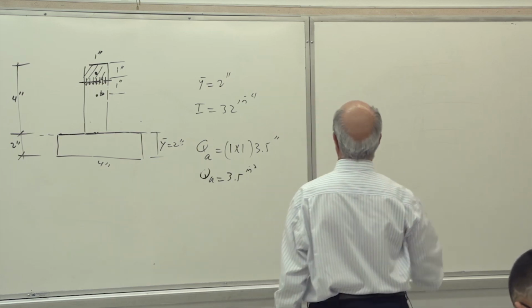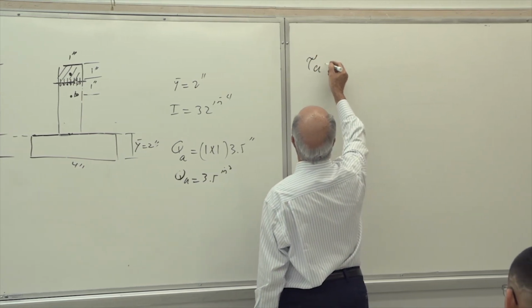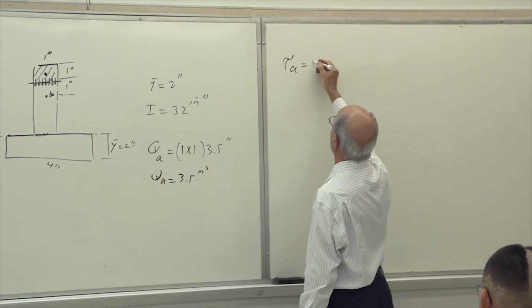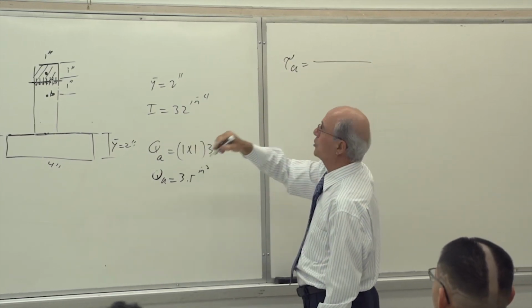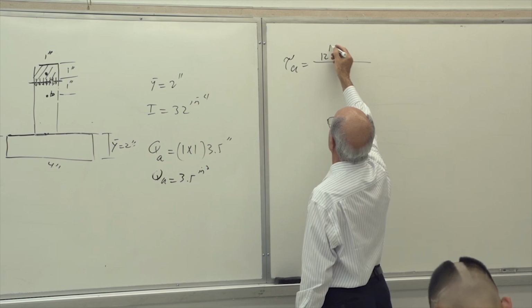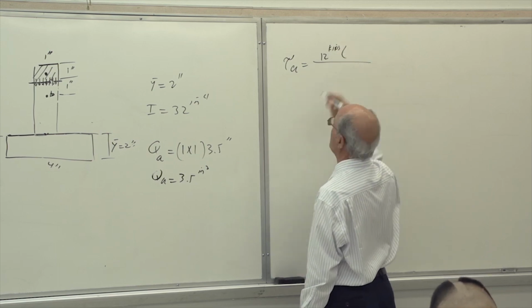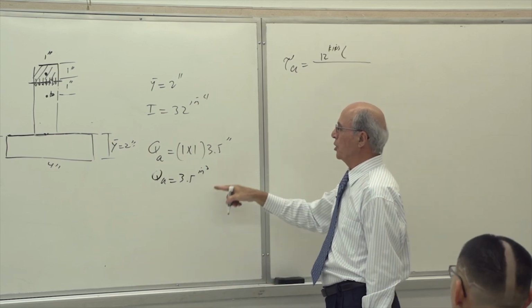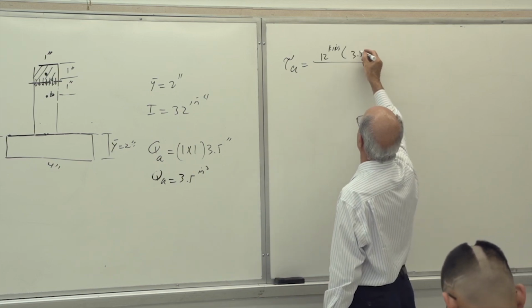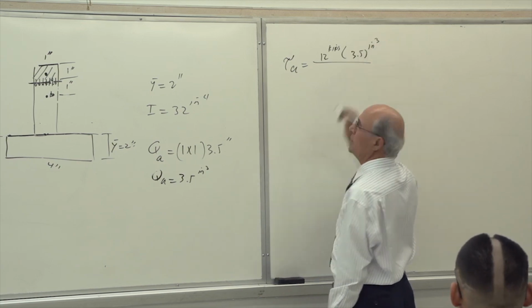That tau A now becomes equal to tau A. Can you see it from that corner? Tau A becomes shear force. The shear force was 12K. This is the first time, so I put the unit in. Multiplied by Q. The Q is 3.5 inch to the power of 3, correct or not?